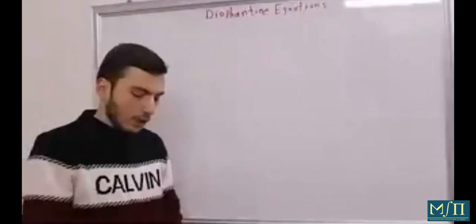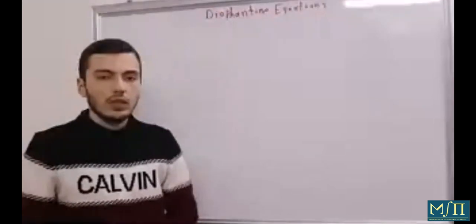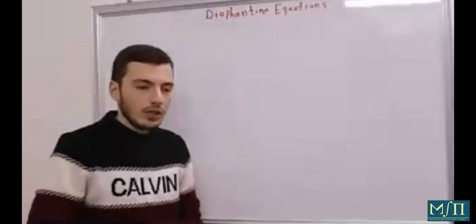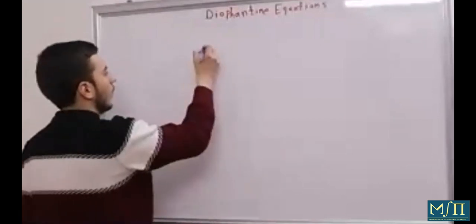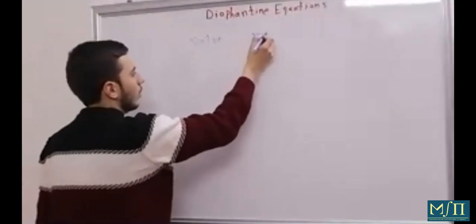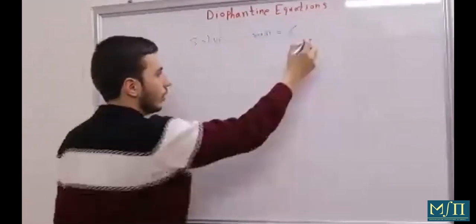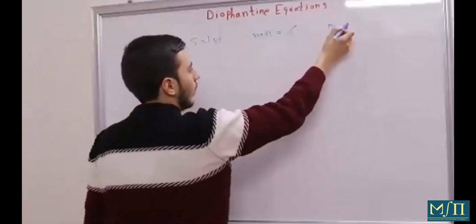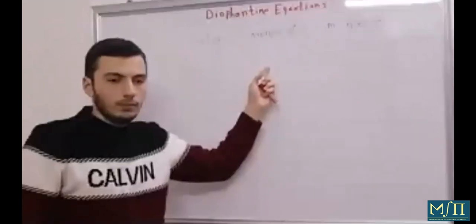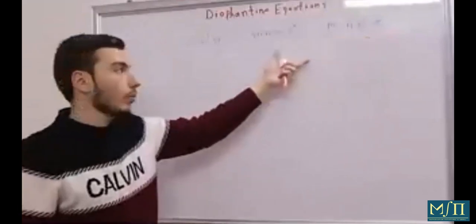Well, a Diophantine equation is simply any equation, but instead of solving it on the real numbers, we solve it on the integers. So for example, this equation, m times n equals 6, where m and n are integers. This is a Diophantine equation. So we just solve it on the integers because we're dealing in number theory.